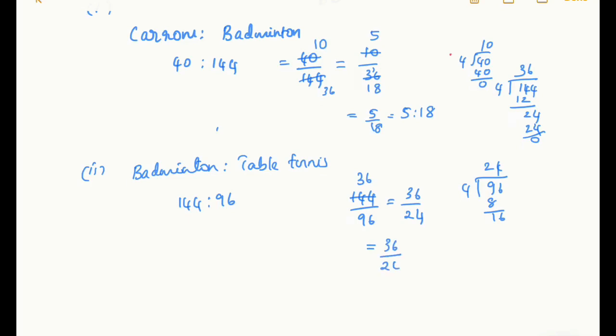Again 36 by 24, again you can divide, right? Divide it by 2. What do you get? 18, since 18 twos are 36. 12 twos are 24. 18 by 12. 6 threes are 18. 6 twos are 12. So finally we get the answer as 3:2.